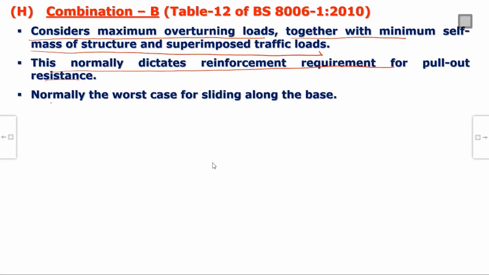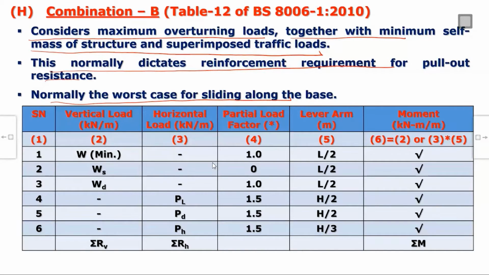And this, it says, is normally the worst case for sliding along the base. In any case, for external checks, we'll check all three combinations, A, B and C, and see that our wall is safe. For pull-out and other internal checks, we'll use only combinations A and B. So again, the same table. Here you see for W, the vertical load, we have put the minimum value. So you will take gamma R minimum in this case, because it says minimum self load. Then WS, WD, PL, PD remain maximum. For horizontal, we have to use gamma B max.